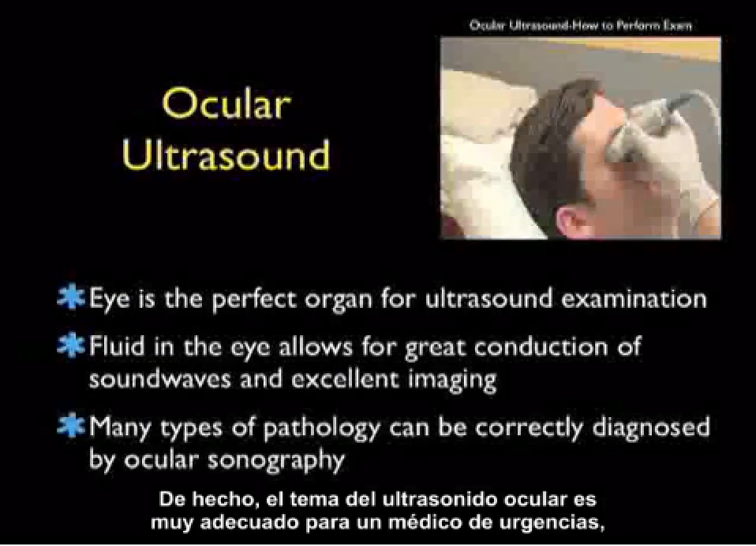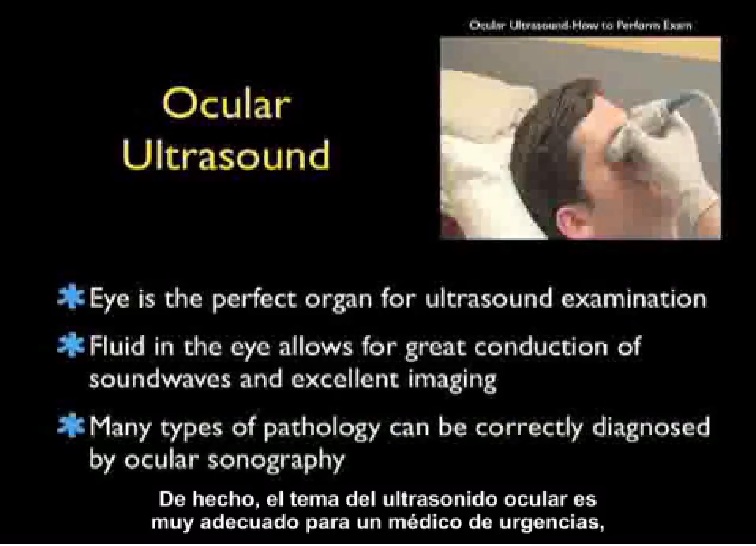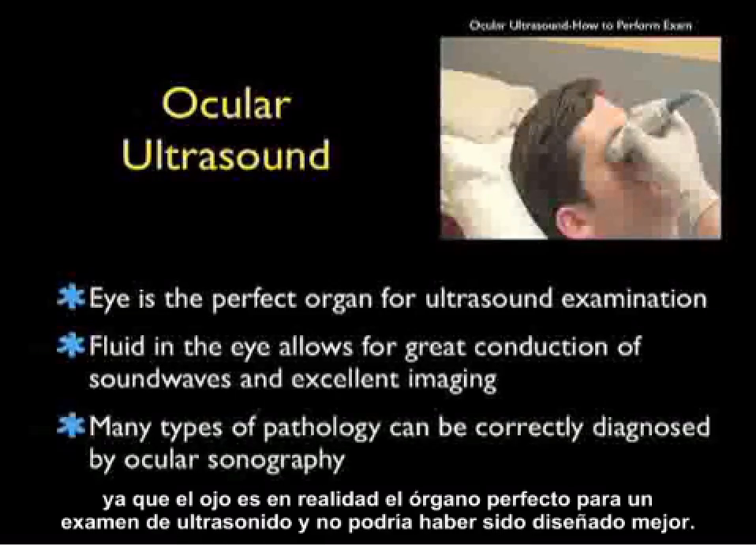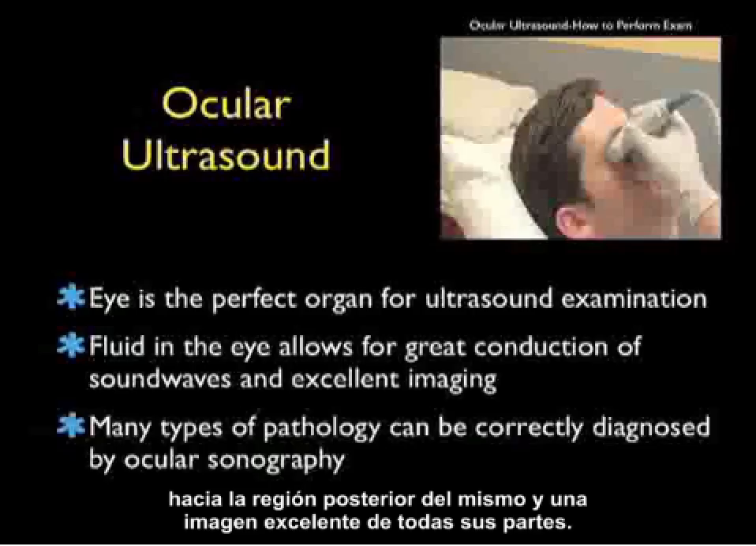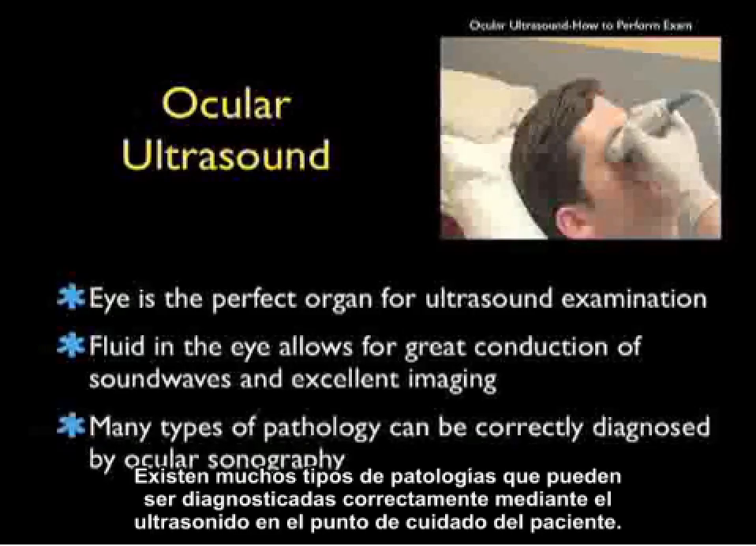In fact, making the topic of ocular ultrasound very pertinent for the emergency physician is the fact that the eye is actually the perfect organ for ultrasound examination and could not have been engineered better. Fluid throughout the eye allows for great conduction of sound waves through the anterior part of the eye into the posterior aspect of the eye, and excellent imaging of all parts of the eye. Many types of pathology can be correctly diagnosed using bedside ultrasonography.